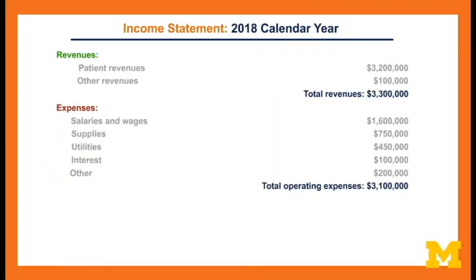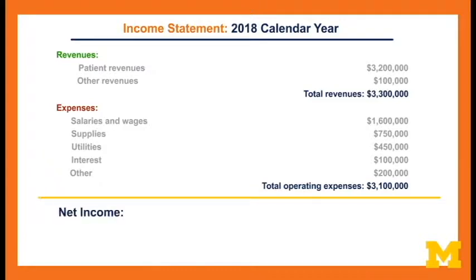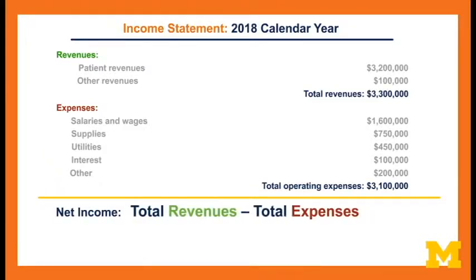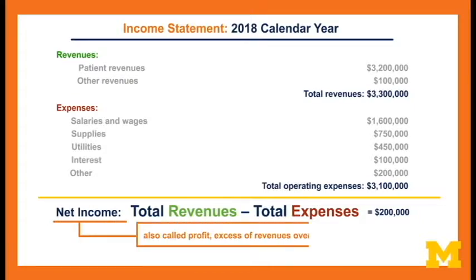At the bottom, the income statement lists the net income earned by an organization. Net income is the difference between revenues and expenses. Net income is also called profit, excess of revenues over expenses, or bottom line.